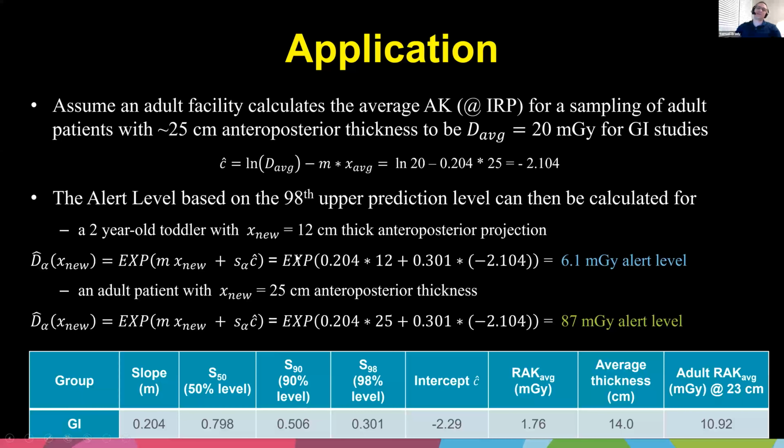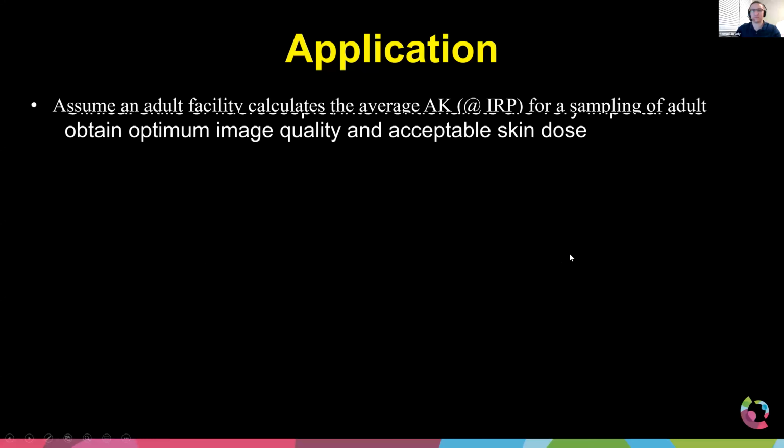So you can see how the alert levels for non-interventional are going to be a lot lower. That said, that doesn't necessarily mean we're going to be checking every one of our exams. These values represent the upper level of what you typically do at your hospital.